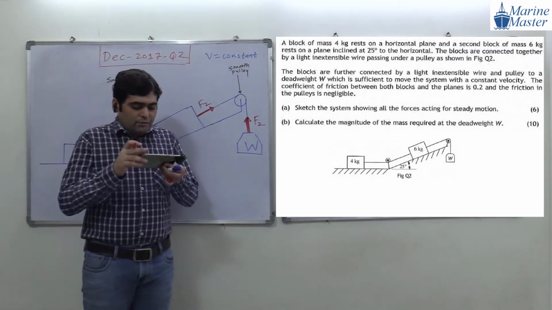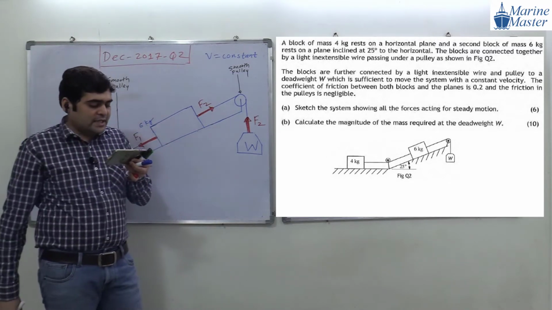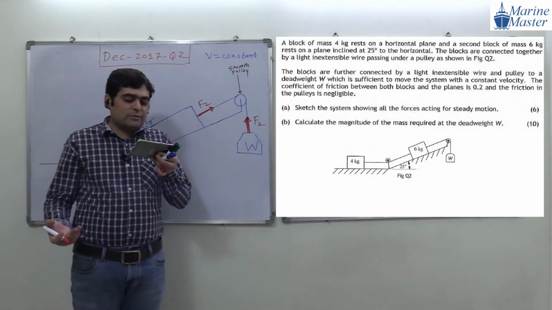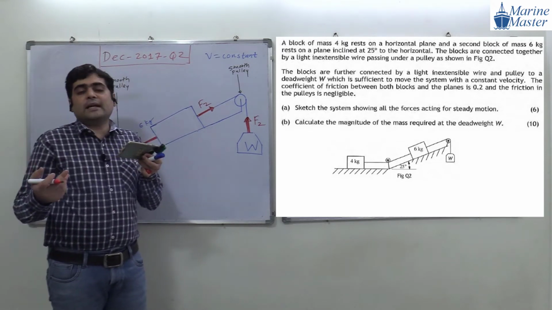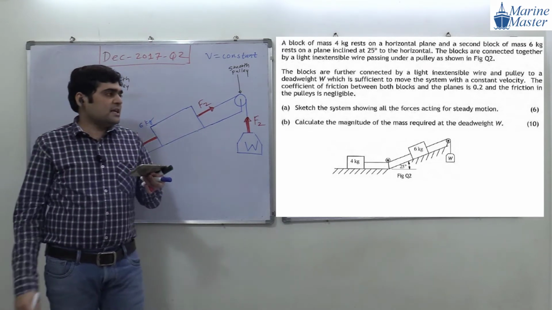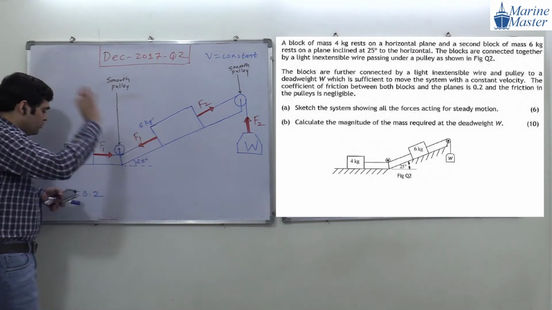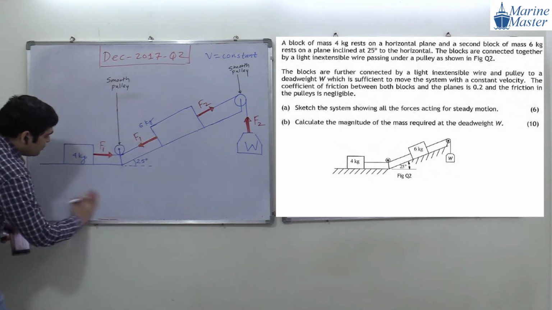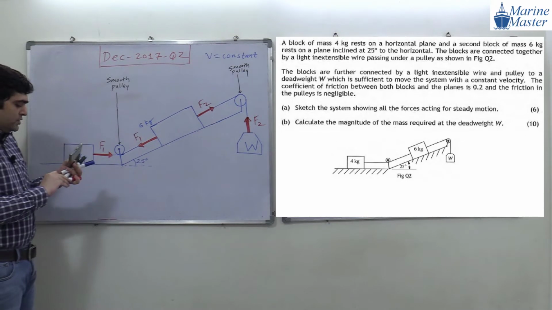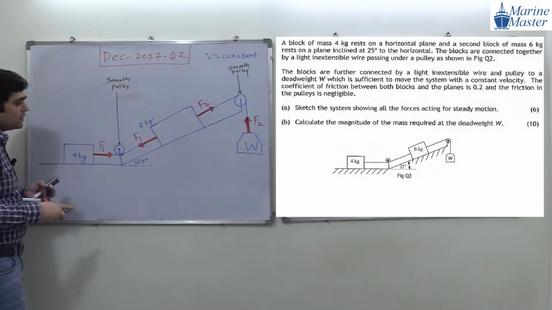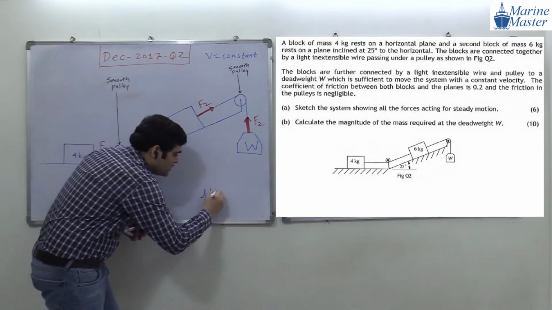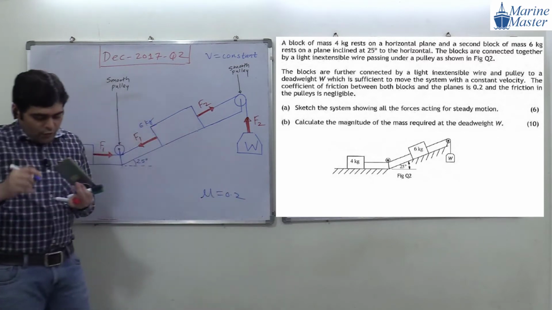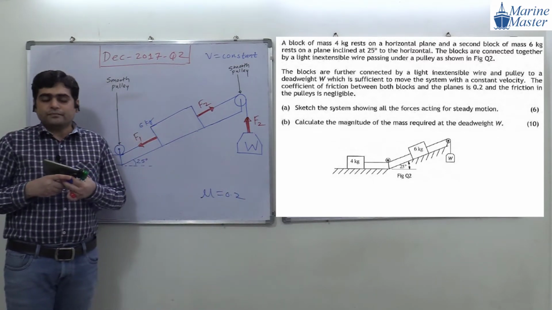Okay. Now our target in part A, what they are asking us in part A: sketch the system showing all the forces acting for a steady system. Means here on this system we have to show all the forces. Here I am writing at the top, mu is 0.2.